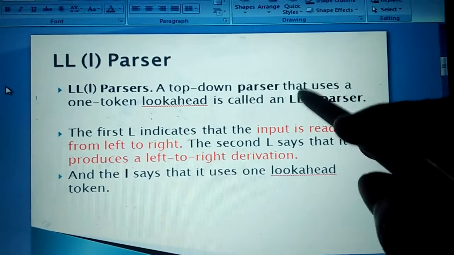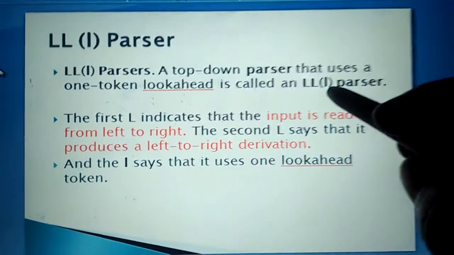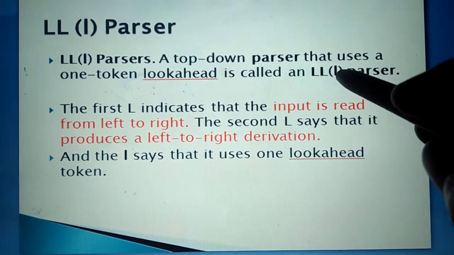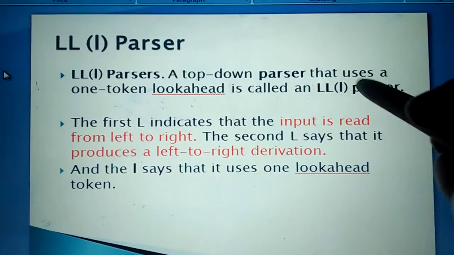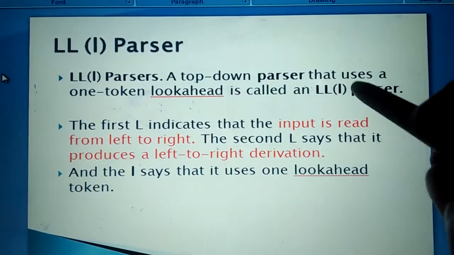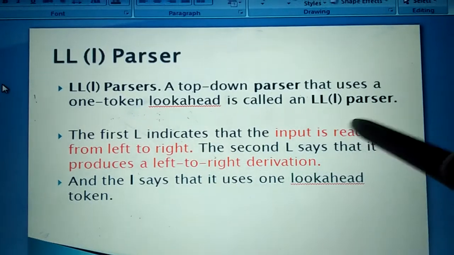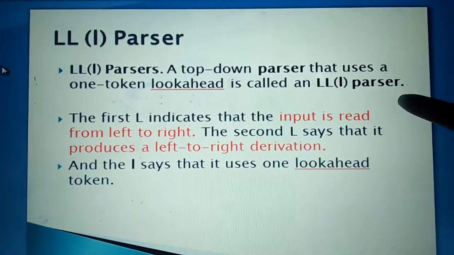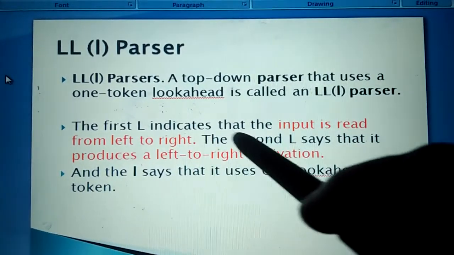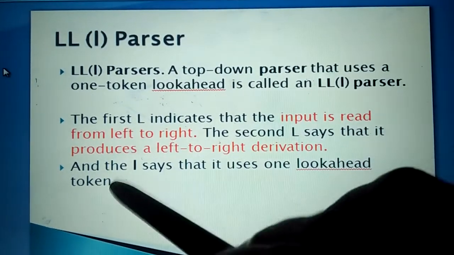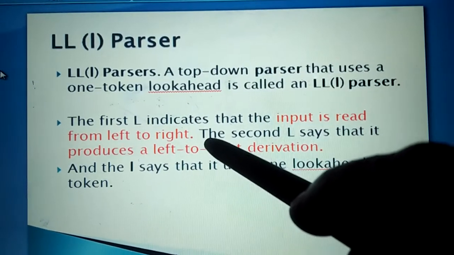And in bracket we can say one more small l, that I will tell you what it is. Small l is nothing but a look ahead. That itself, LL is nothing but a look ahead parser. The first L indicates that the input is read from left to right.